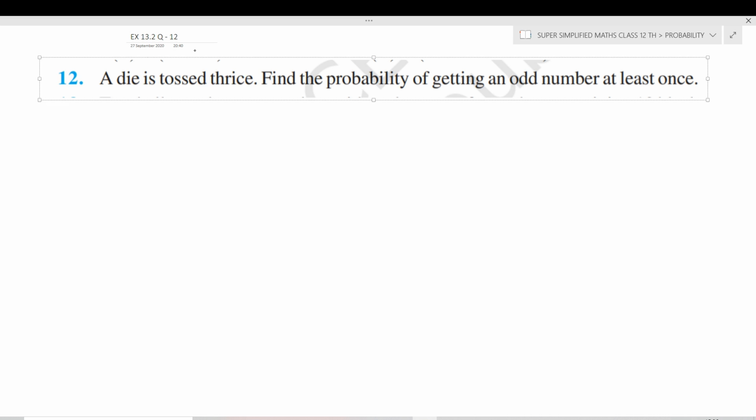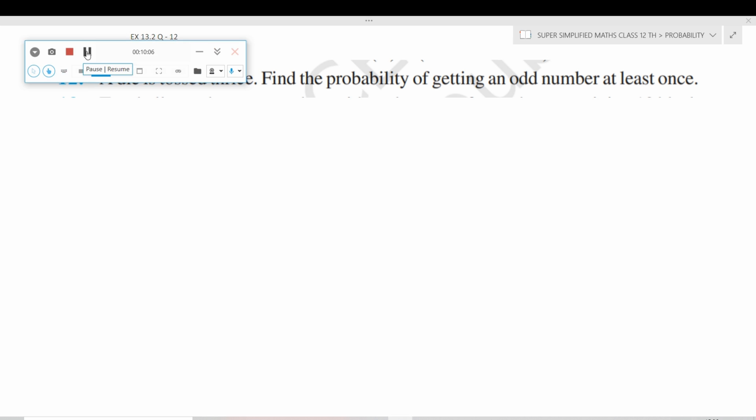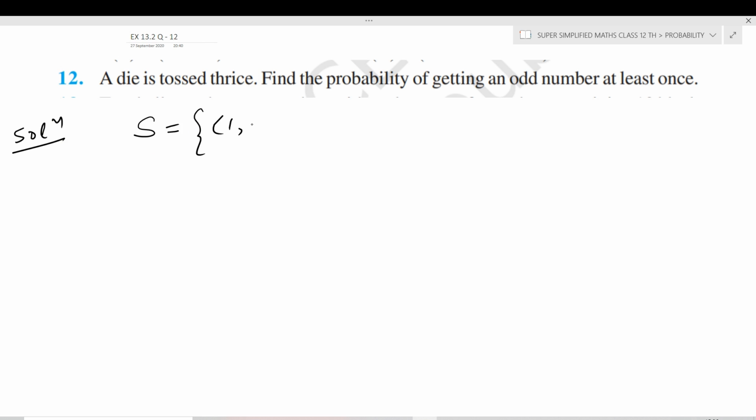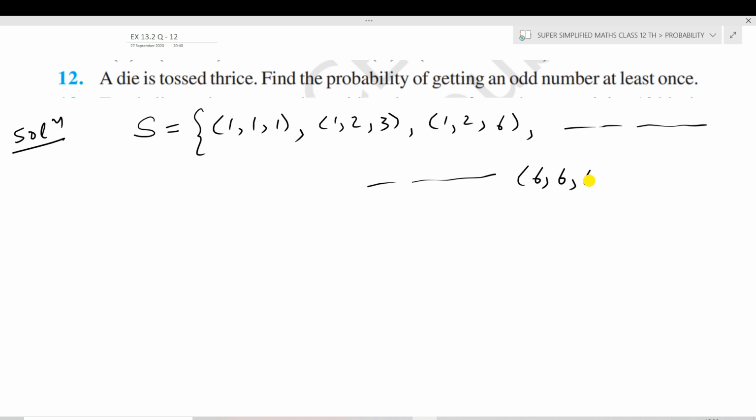Now we have question number 12 of exercise 13.2. A die is tossed thrice. When you toss a die 3 times, the sample space consists of triplets of this kind. It can have all the same number, all the 3 numbers same, or it can have different numbers. Any 3 numbers out of 1 to 6 can be at the place. So you will be having such kind of triplets in the sample space.